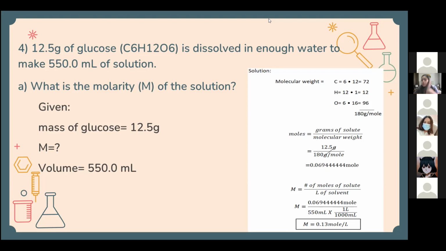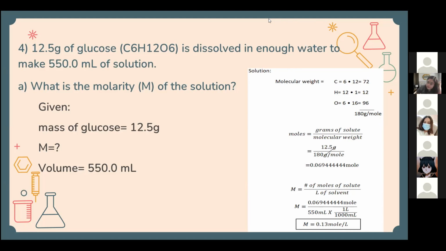Now, since we already have the molecular weight as well as the grams of solute, we can now solve for the moles. Moles equals grams of solute over molecular weight. The grams of solute is 12.5 grams, and the molecular weight is 180 grams per mole. We divide this, and we get 0.069444 moles. So now we have the value for moles.